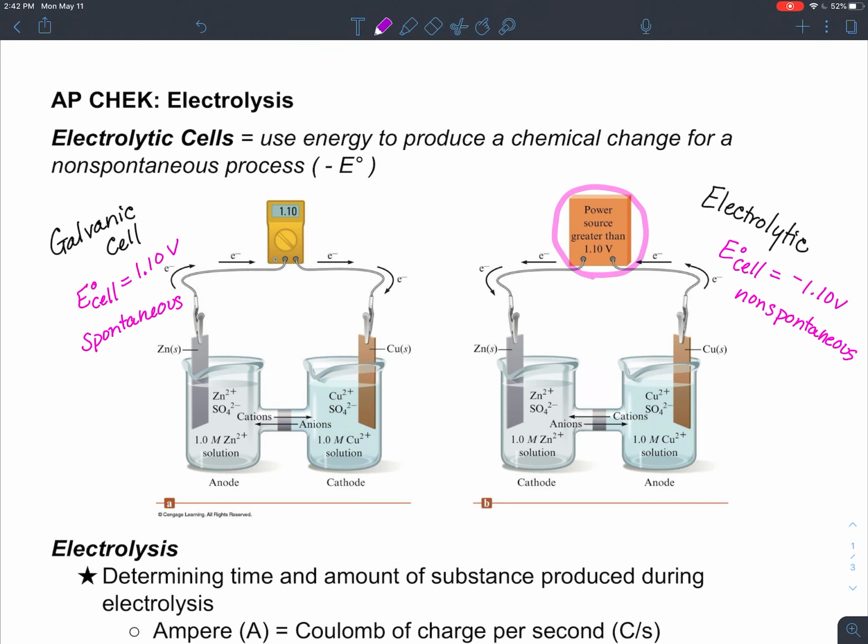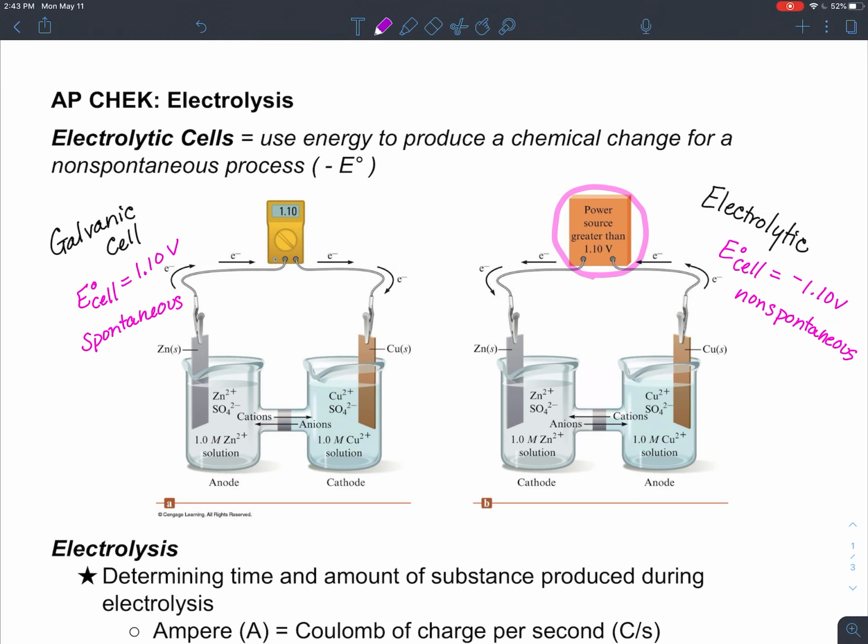On the left-hand side in this diagram, we see a galvanic cell, which is of course spontaneous, and it has a positive voltage. And then in the electrolytic cell on the right, we see this power source, and the power source is allowing us to drive this. So it's a negative voltage, it's actually requiring energy in order to drive this process.